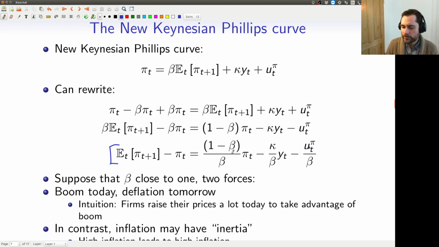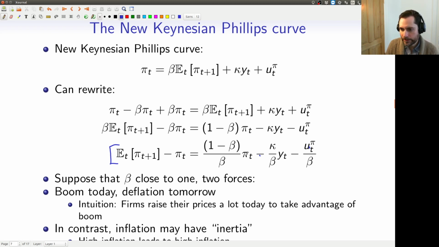Otherwise, we have these two terms. This one here has a positive coefficient, and this one here has a negative coefficient because we expect kappa to be greater than 0 and beta is greater than 0 as well. I guess I didn't say that, but beta is expected to be greater than 0 as well. Okay, so how do we understand that?